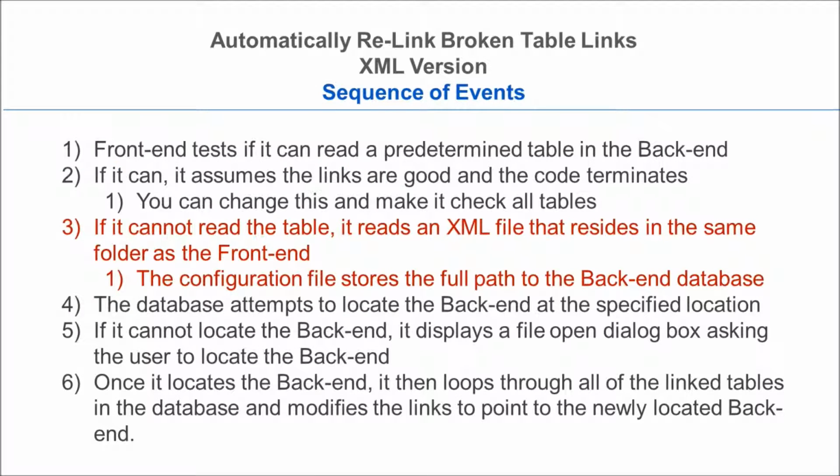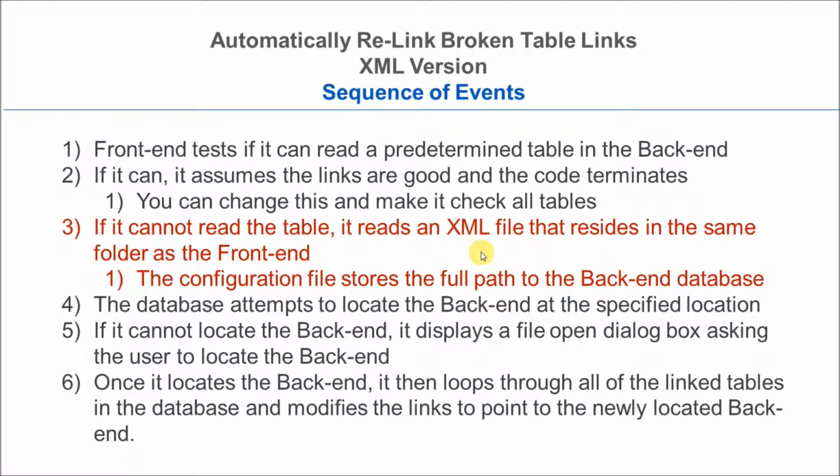So here is the sequence of events that we covered in Part 5 for our approach to relinking our front end with our back end. I wanted to show you where we're going to be working in this video, and it is this section here that is in red. What we did in Part 5 was we built a startup form that would run automatically at application startup, and the first thing that happened was that code would test to see if it could read a predetermined table in our back end. If it could, then our code would terminate. If it could not read the table, that's where we're going to modify.